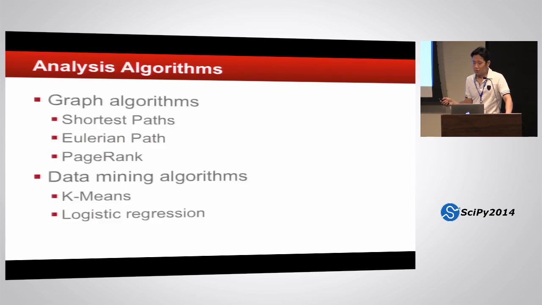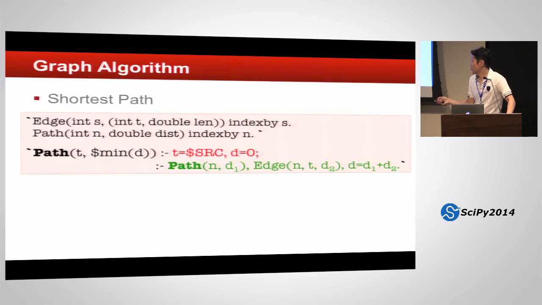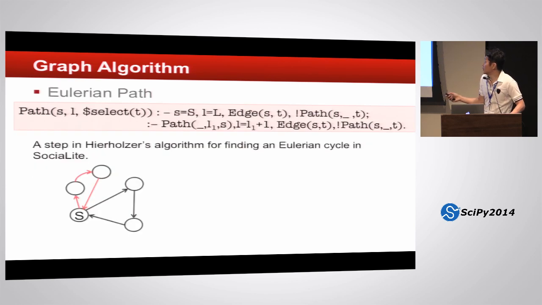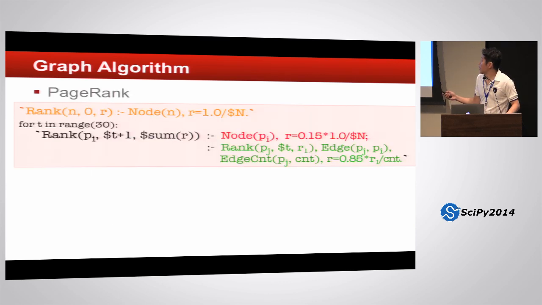So let me quickly go over some of the algorithms. Shortest path, which is already covered. And the Eulerian path algorithm can also be implemented in SociaLite like this. I'm not going to go over the details, but this algorithm is very important in bioinformatics for genome assembly tasks. And this PageRank algorithm can also be implemented in just a few lines of code.